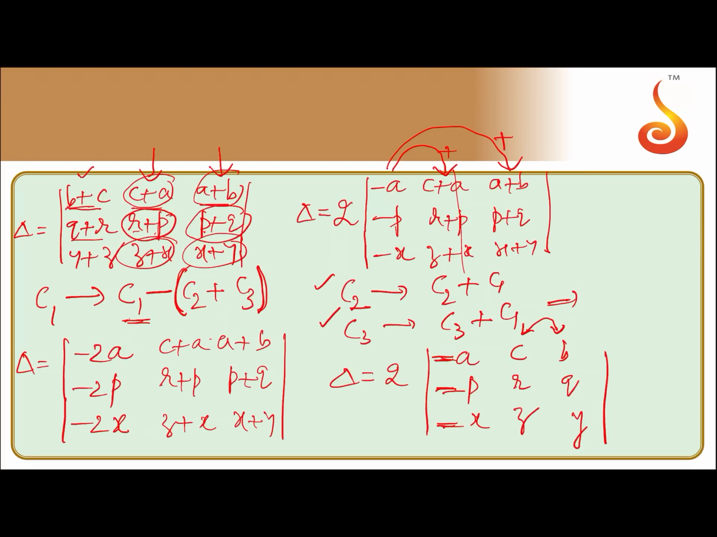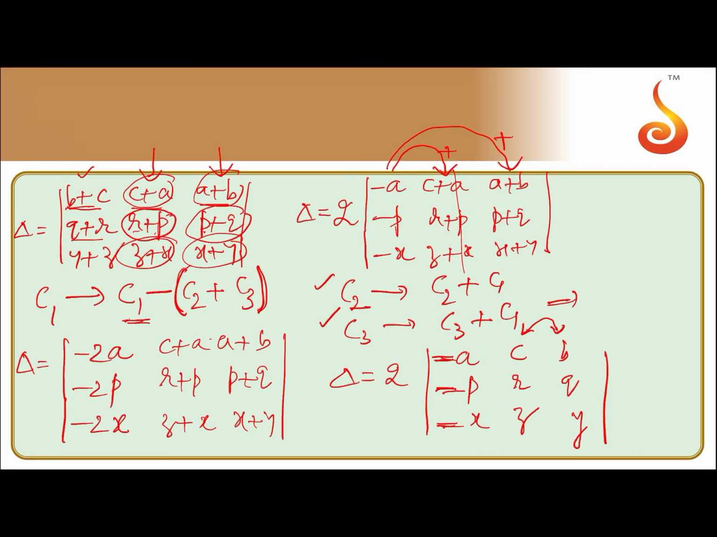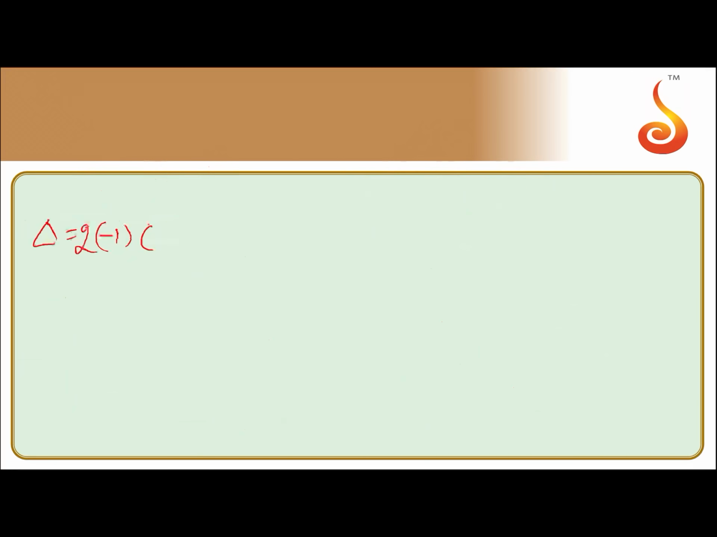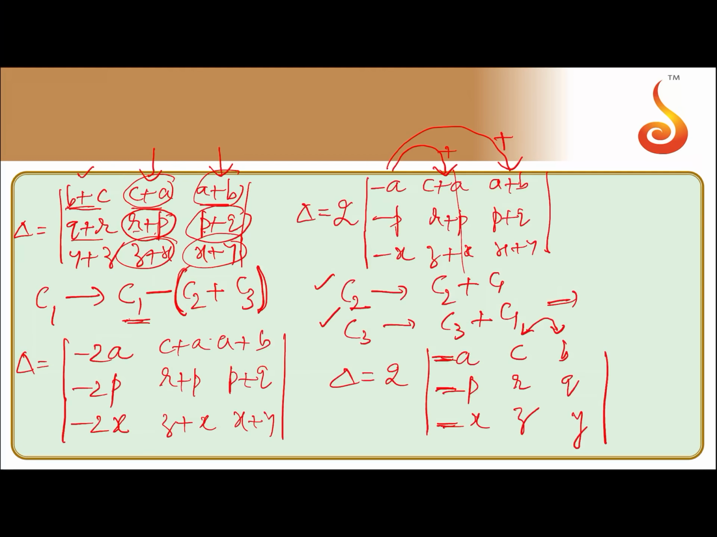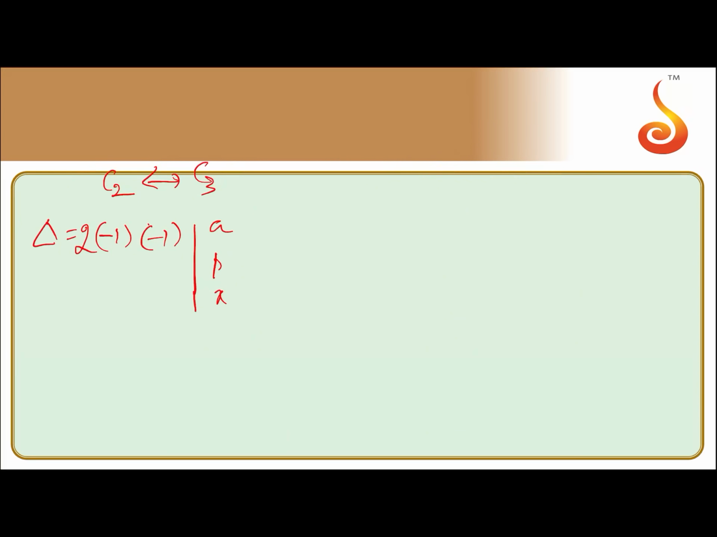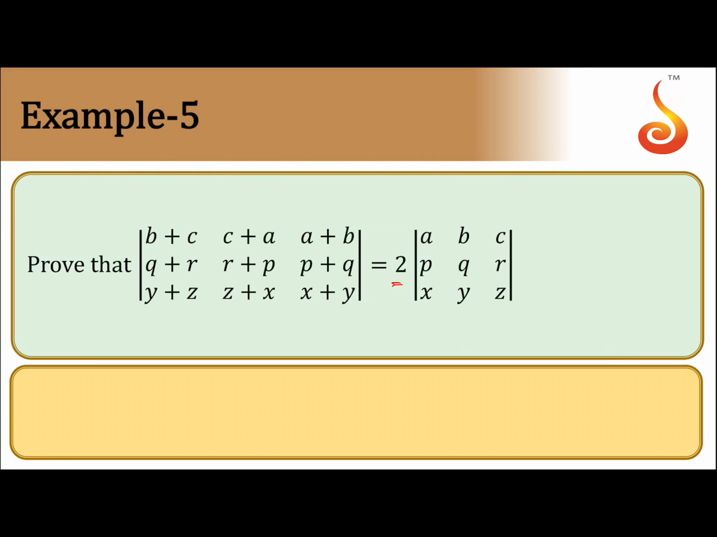So delta is equal to twice, one minus from the first column, and by interchanging the two columns, C2 and C3, one more minus sign. That means interchanging C2 and C3, you will be getting the determinant A, P, X as it is, and B, Q, Y comes as the second column, and C, R, Z is the third column. And minus 1 into minus 1 will become plus. You get the required answer like this.